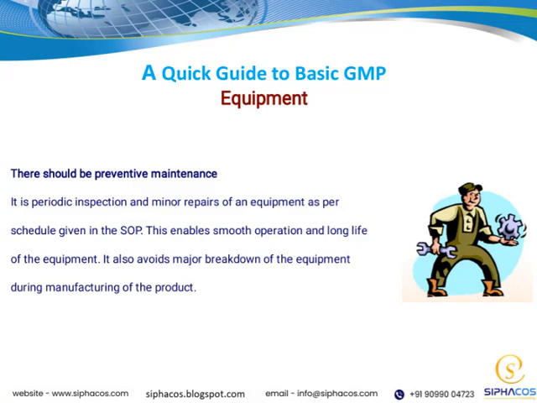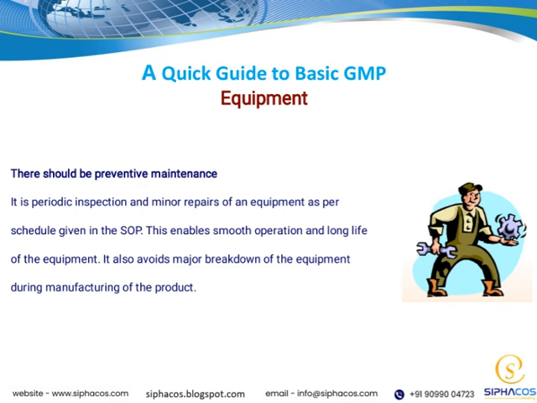Let's take a quick look at a basic guide to GMP, or good manufacturing practices. This is really the foundation for ensuring quality and safety in production. First, it's all about consistency, making sure every batch of product meets the same high standards. Next, hygiene plays a crucial role. Maintaining a clean environment helps prevent contamination.